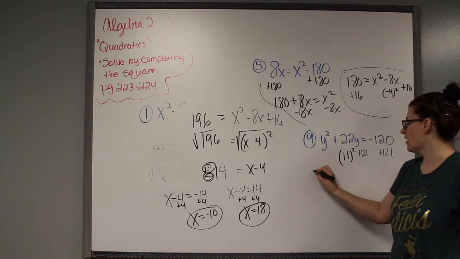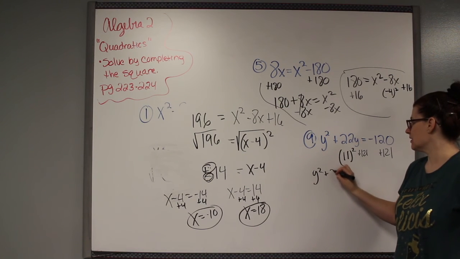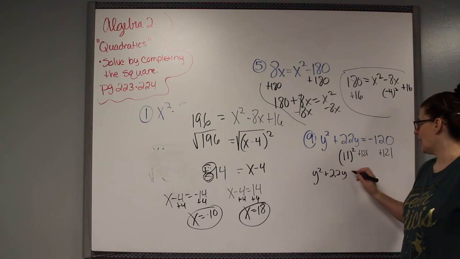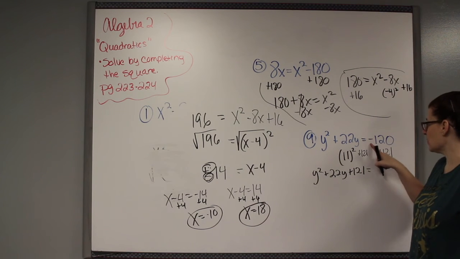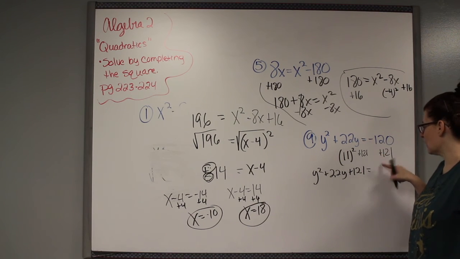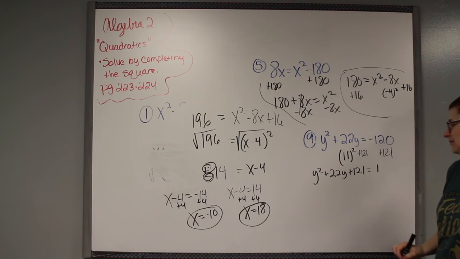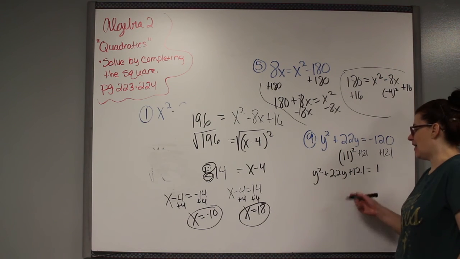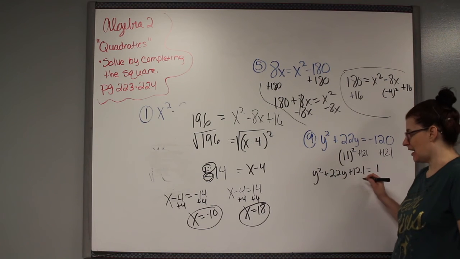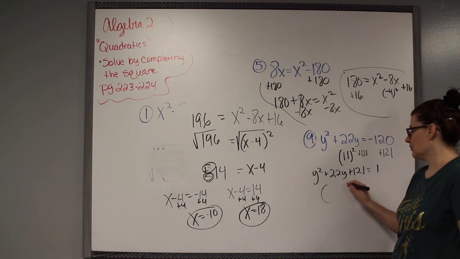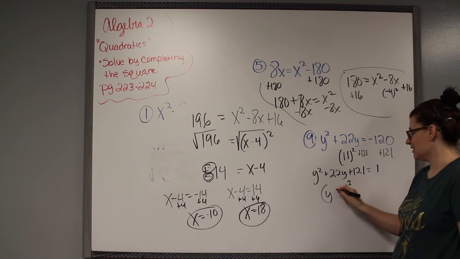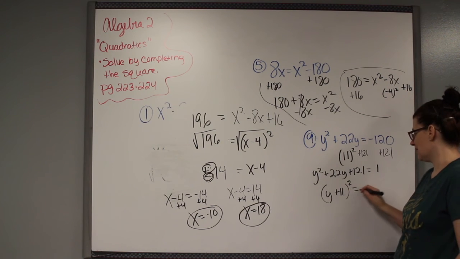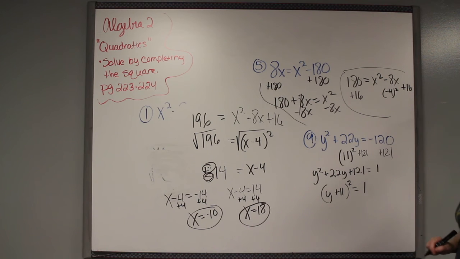So I will have y squared plus 22y plus 121 equals, this is a negative 120 and a positive 121, a 1. Okay? Now I need to factor this side. So y, and then this is a positive 11, so I'm going to put a positive 11 there. And I'm going to leave the 1 alone.